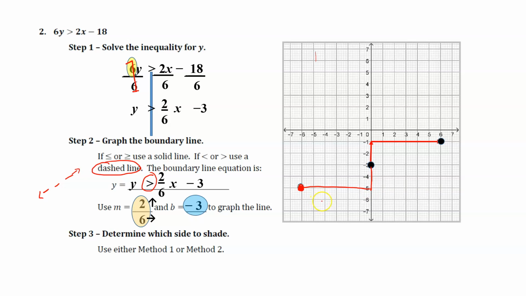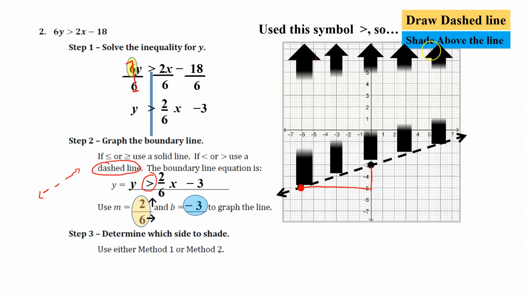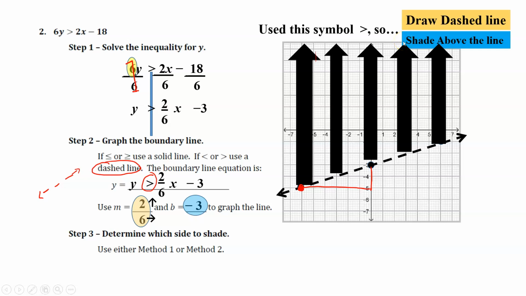But it is a dashed line, so using this symbol, it will be a dashed line. Are we going to shade above or below? Shade above.